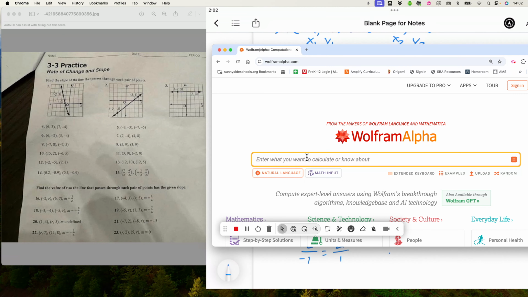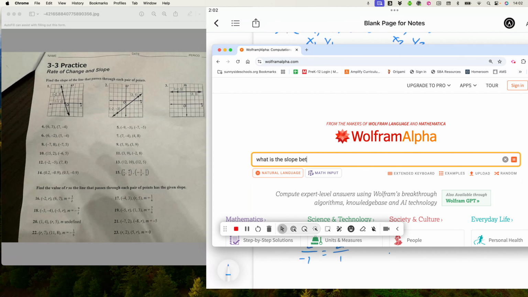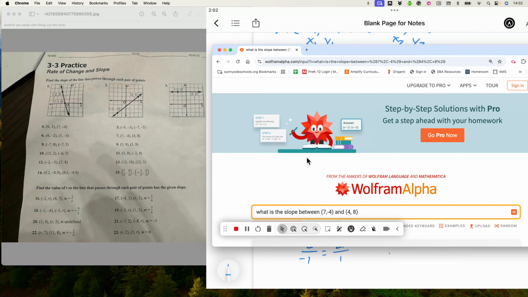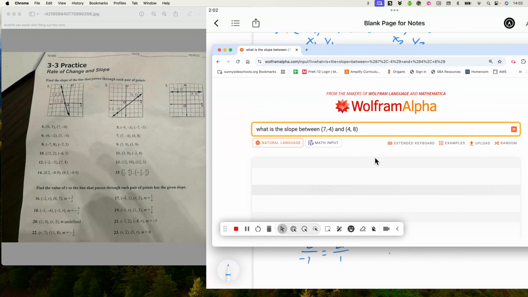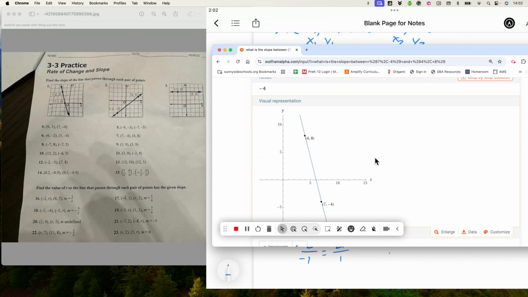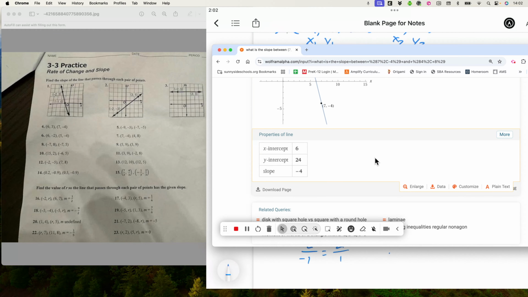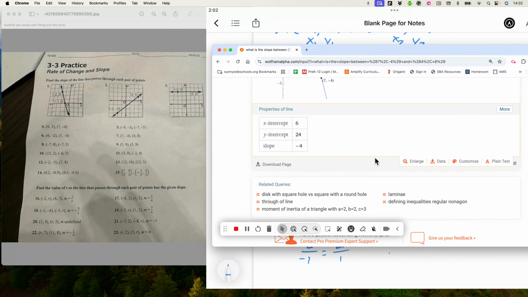And what I would do for number 7 is just say, what is the slope between 7, negative 4 and 4, 8. I would not have this do my homework for me. I would do my work and then use this to check. It's saying that the slope there would be negative 4. And then it shows me the points, 4, 8, and 7, negative 4. It also tells me what the y-intercept and the x-intercept are.